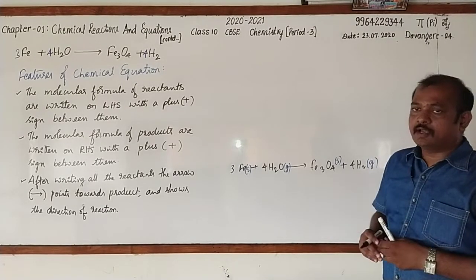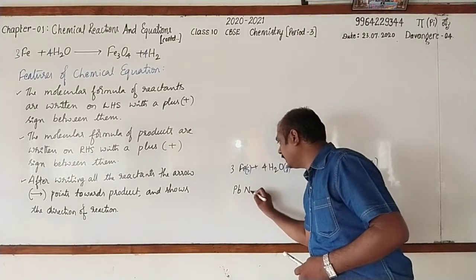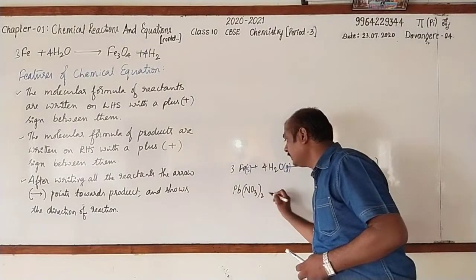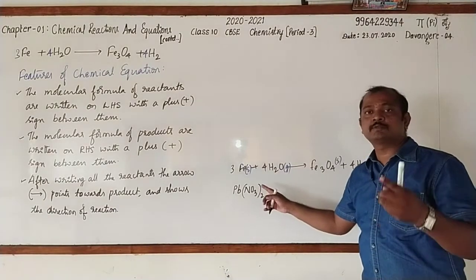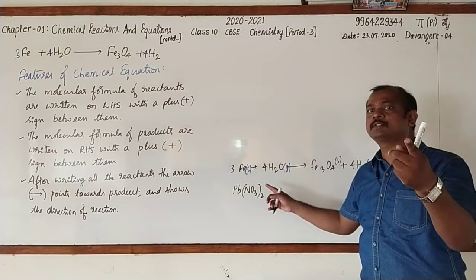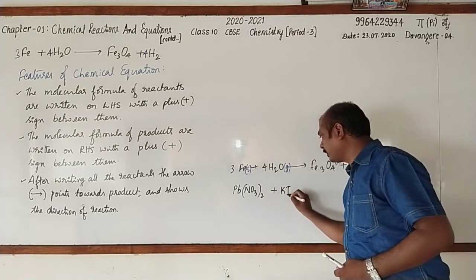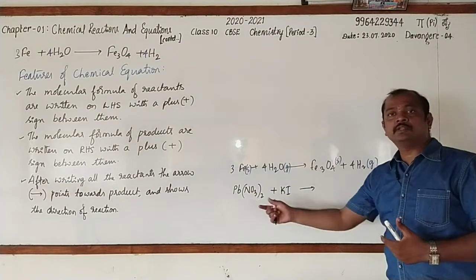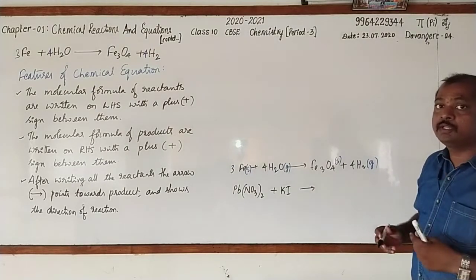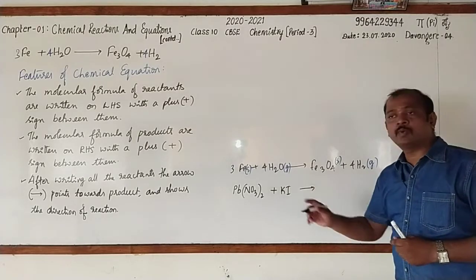Let me take another example. Observe it. Here, this is Pb(NO3)2, lead nitrate. It is a solution which is prepared by using water. What is it called? Aqueous, right? Then similarly, potassium iodide solution is prepared by using water. Then the reaction between these two will give, yes, you are right, a yellow colour precipitate. What is that?